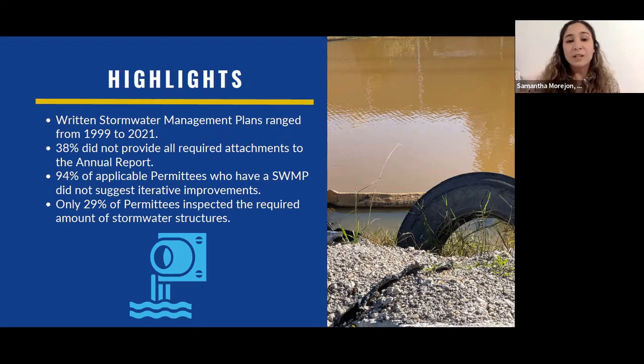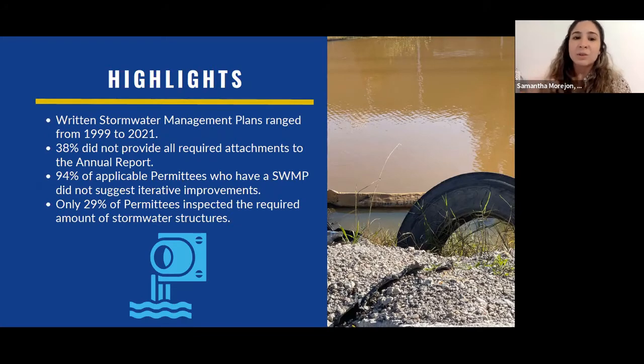Additionally, 94% of the permittees did not suggest iterative improvement or changes in their annual report. It's always important to look back and reflect and see how you can do better, seeing that the state of our bay is in crisis. So 94% did not take that time to reflect. And only 29% of permittees inspected the required amount of stormwater structures.